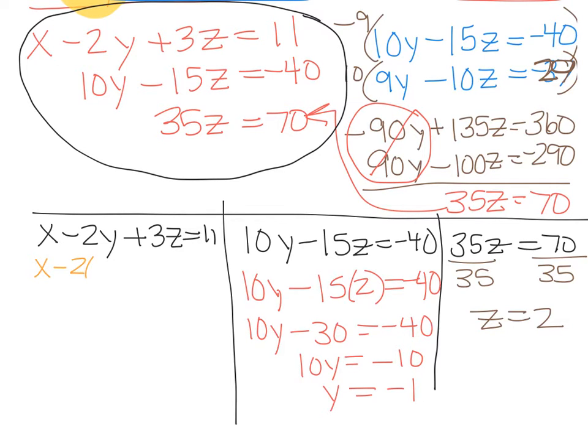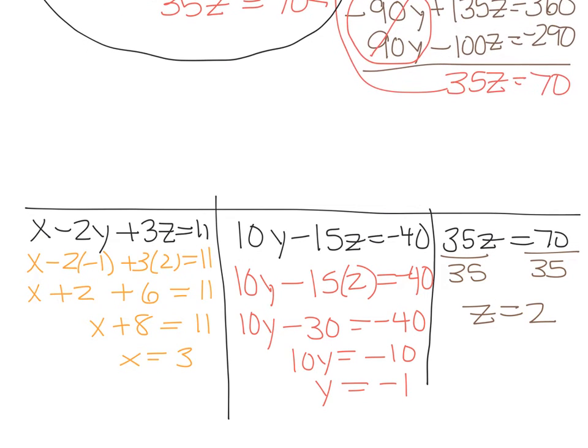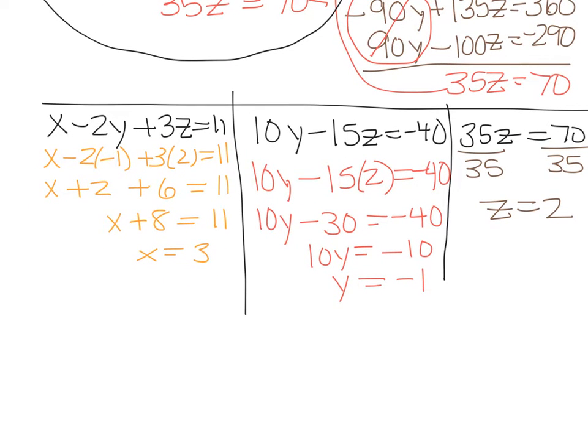Substitute the negative 1 in for y, and the 2 in for z. Negative 2 times negative 1 is positive 2. 3 times 2 is 6. Combine your like terms. Subtract 8 from both sides, and you get an x value of 3. Now your final answer needs to be written in the form of an ordered triple. So your final answer has to have the x first, the y second, and the z third. So my answer will be 3, negative 1, 2.